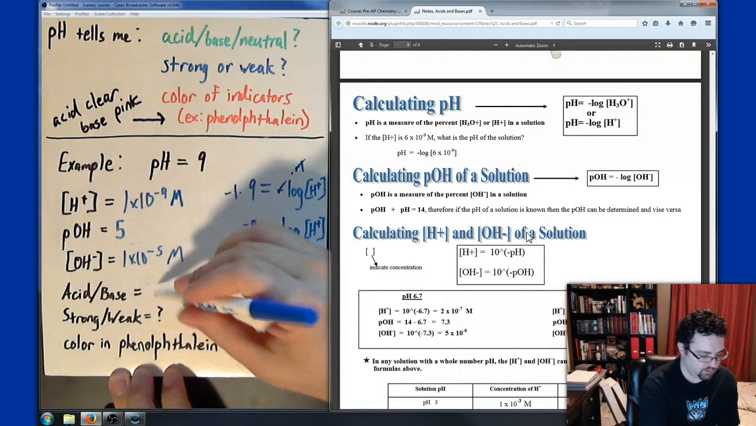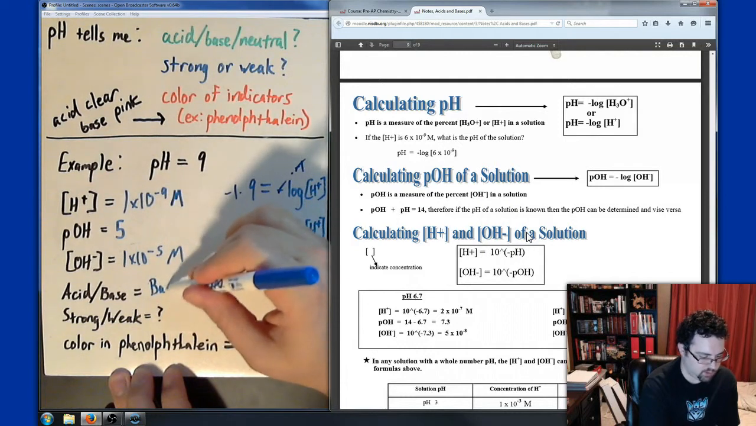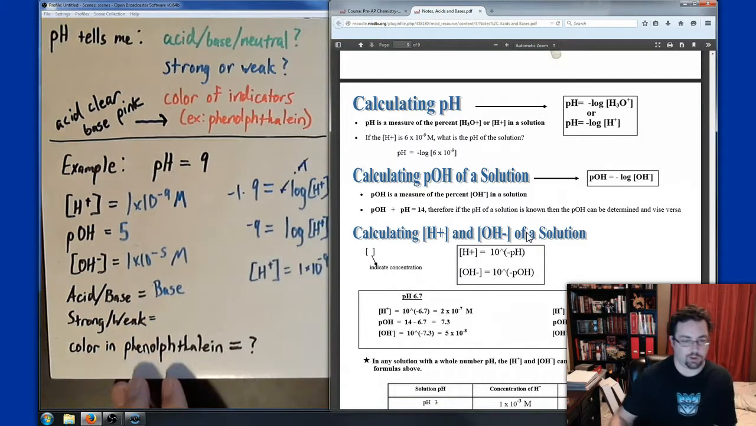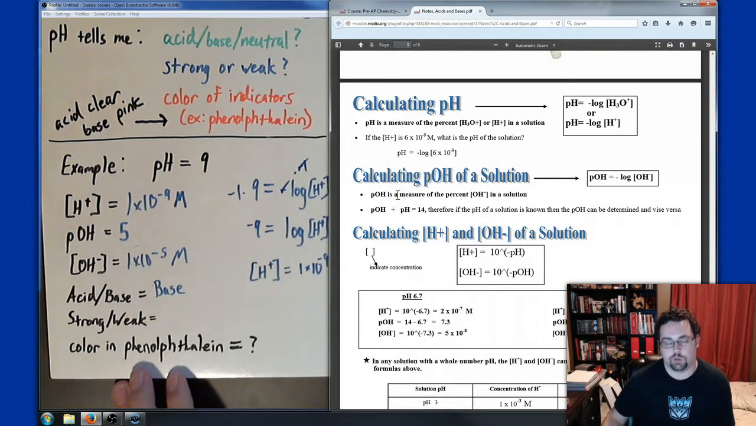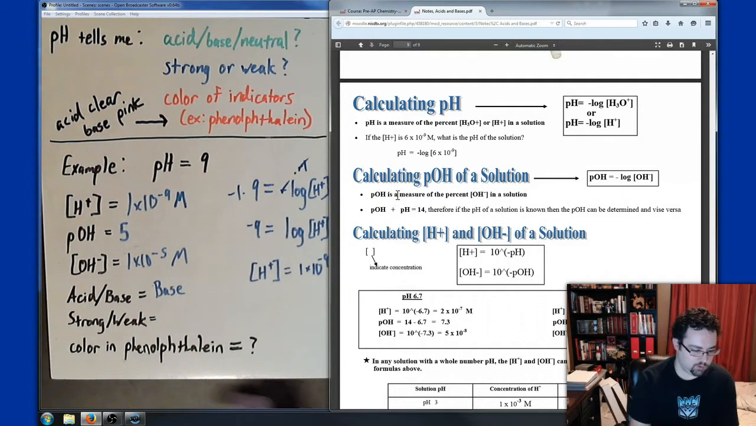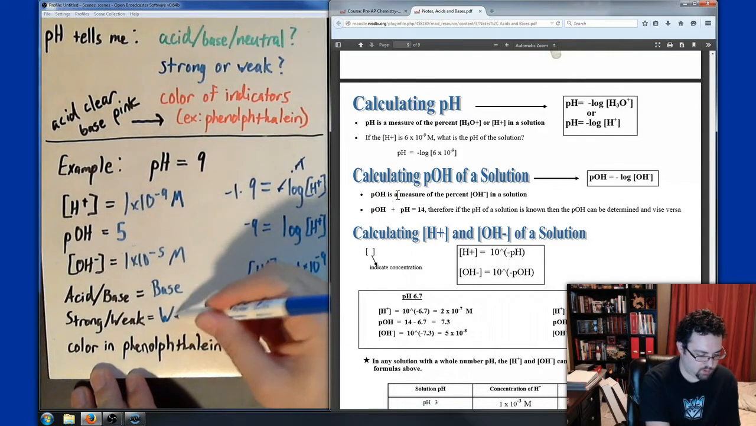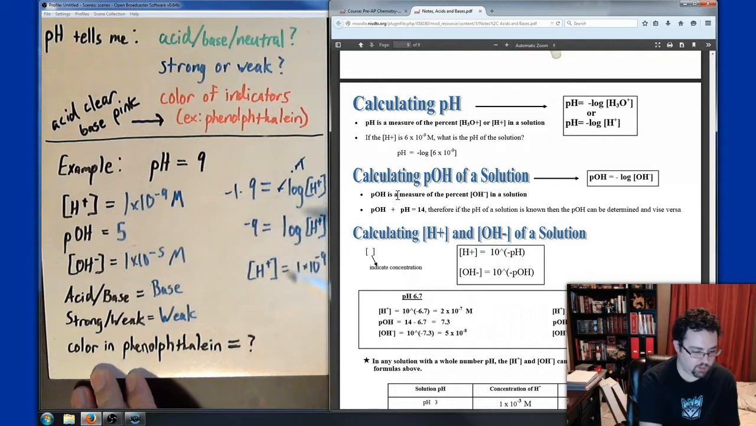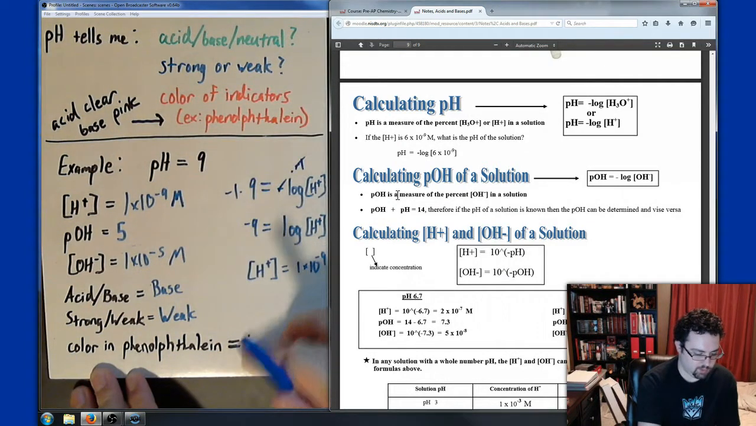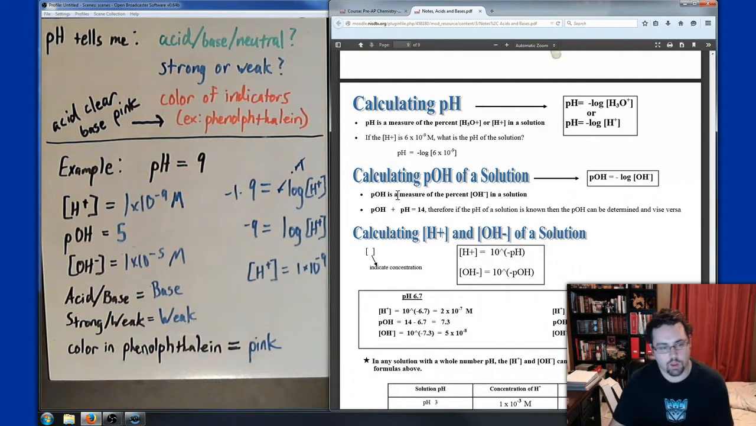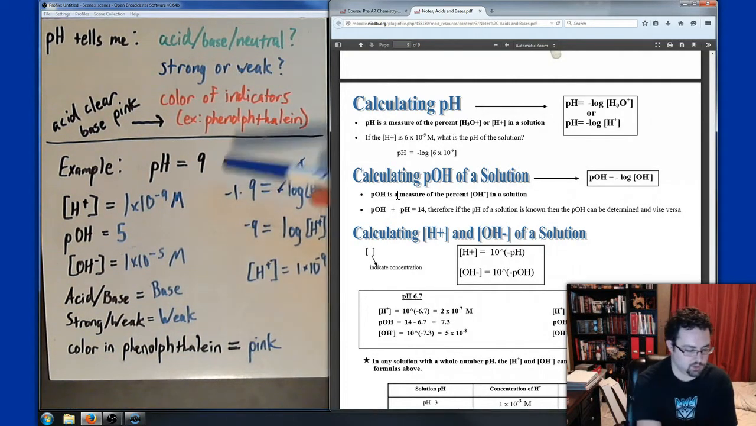Okay, so if the pH is 9, then that tells me that this is a base, because anything above 7 is a base. As far as strong or weak, remember we talked about in an earlier video, if it's closer to 7, it's going to be weak. So the pH is 9, it's only 2 away from 7, that is a weak base. And in phenolphthalein, a base is going to turn it pink. It's above an 8.0, so this guy is going to be pink. So that's a bunch of information that you can get just from having the pH or the pOH.